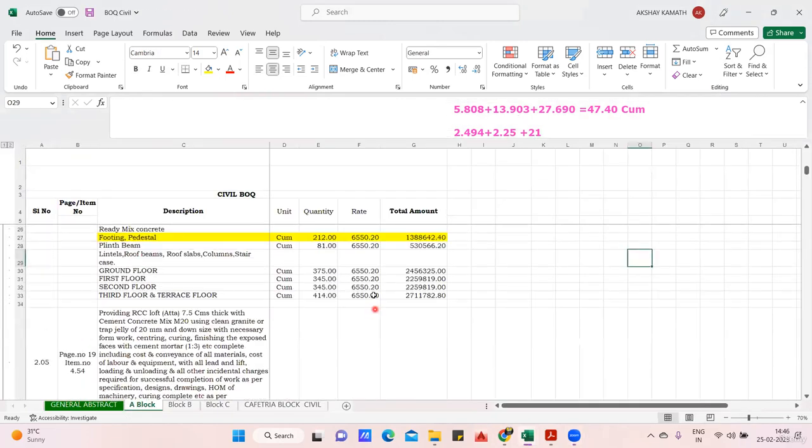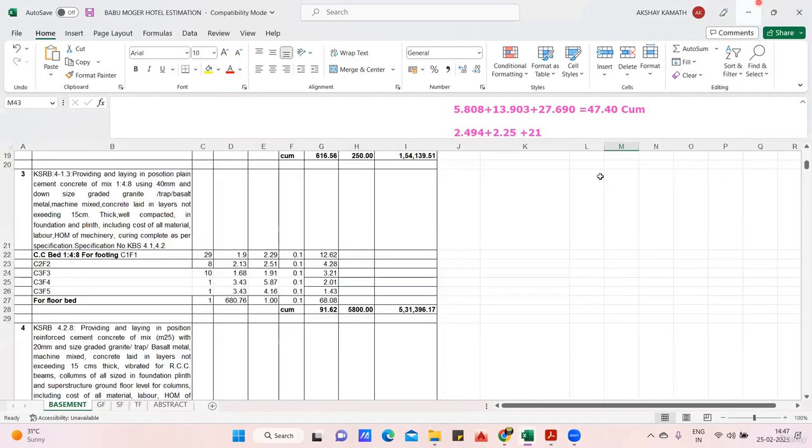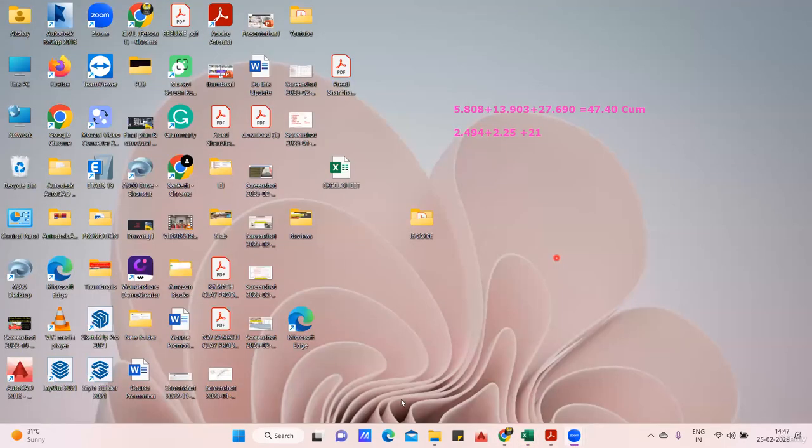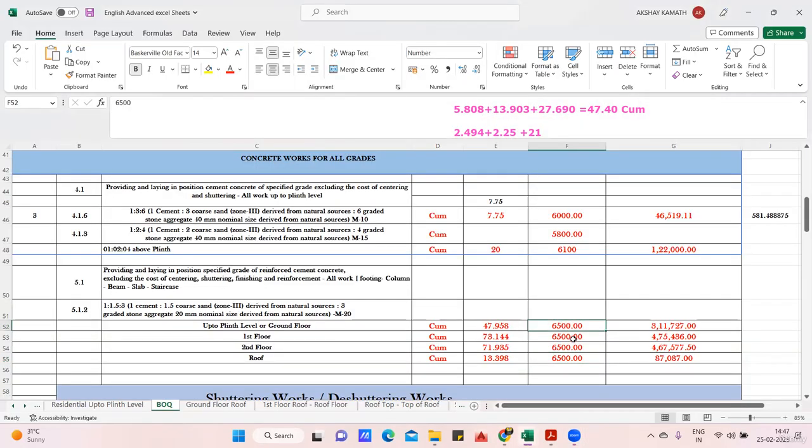See, everywhere, ground floor 6,550, first floor also it is the same, second floor also the same, third floor also the same. So in a few of the BOQs you can find the rate increasing, in a few you don't. But what we'll do is we'll not increase the rate. We'll go with the same rate, not a problem. Okay, so I'm keeping 6,500, 6,500.